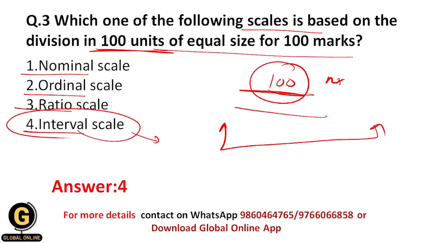So here the 100 units of equal size are there. It means that the intervals are equal, and as well there is no true 0 point, and that's why the scale based on this division is nothing but the interval scale, and your correct answer should be 4.